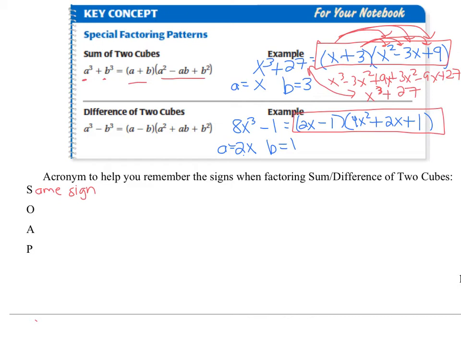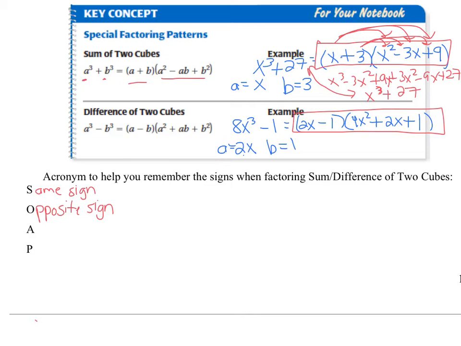The next letter, O, stands for opposite sign. And that's because the second sign in your factorization is always the opposite of whatever you started with. So if you start with the sum of cubes, your second sign will be a minus. If you start with difference of cubes, the second sign will be a plus.